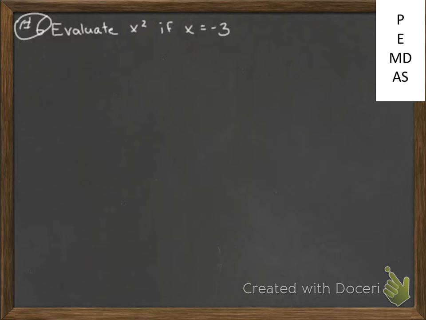Okay, similarly, we have evaluate x squared if x is equal to negative 3. So sometimes people might want to write just negative 3 squared. Okay, and what you need to remember is that it's not just the 3 that's getting squared, it's the whole thing, which is negative 3. So very similar to the previous problem, we have negative 3 quantity squared. That's the same as negative 3 times itself, or negative 3 times negative 3. Those two negatives cancel out and give us a positive 9.